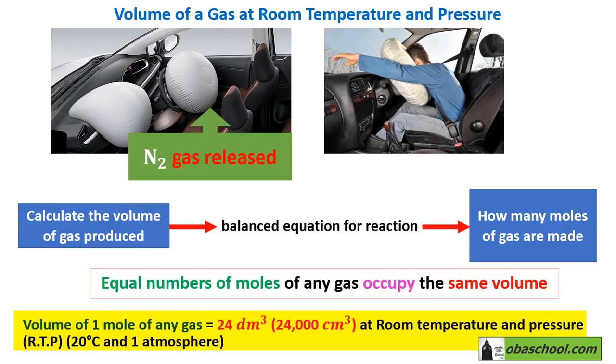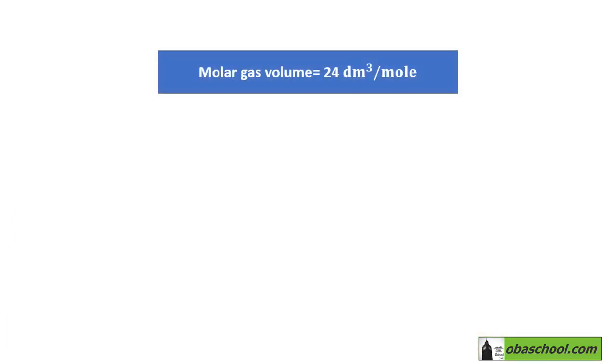The letters R.T.P stand for room temperature and pressure. By room temperature and pressure, we mean a temperature of 20 degrees Celsius and a pressure of 1 atmosphere. So, in general, the molar gas volume is equal to 24 decimeter cubed per mole. This is an internationally accepted number for the molar gas volume.